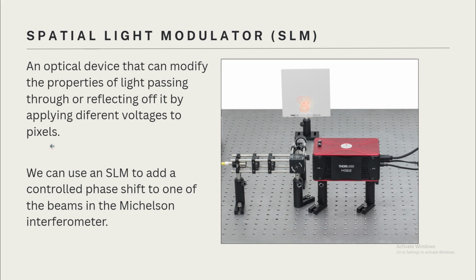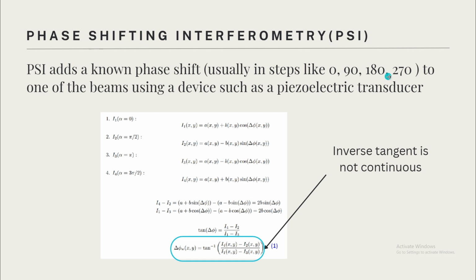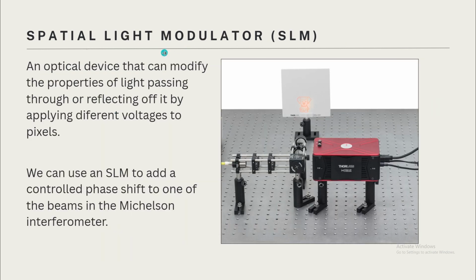So basically what we talked about in the last slide, how we implement this phase shift is by using an SLM. So in simpler words, they act like digital mirrors whose surface can be changed electronically by sending them different gray level values. So as we can see right here, this is the SLM.